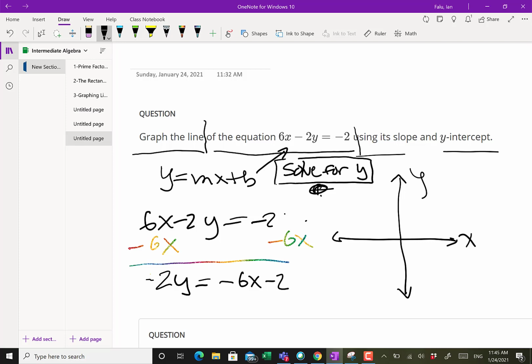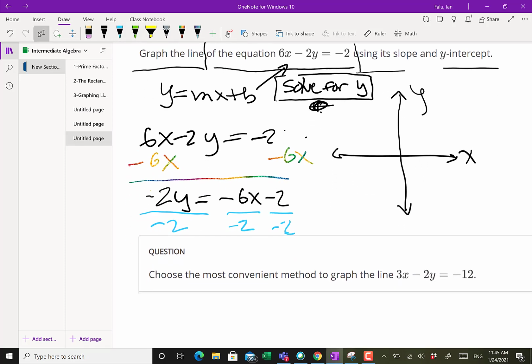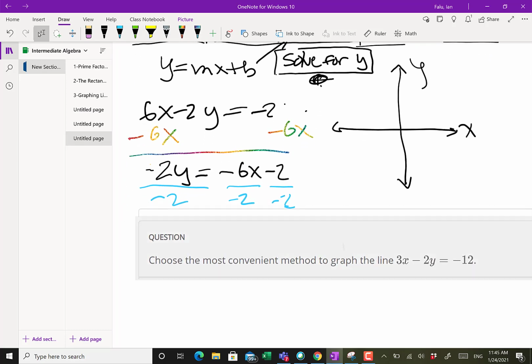Then divide by negative 2. Let me put blue here. Minus 2, minus 2, minus 2, right? Dividing by all terms, so you can do just a minus 2 for both terms in the right side. But, you know, I like to break it down like that so people can see it. So let me just move this thing. That's the second problem that I need to move.